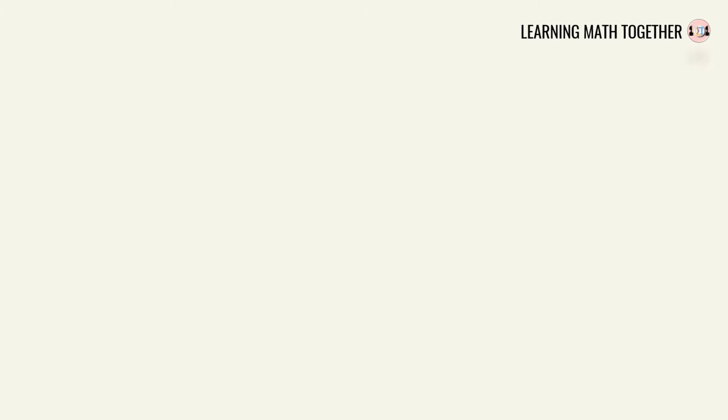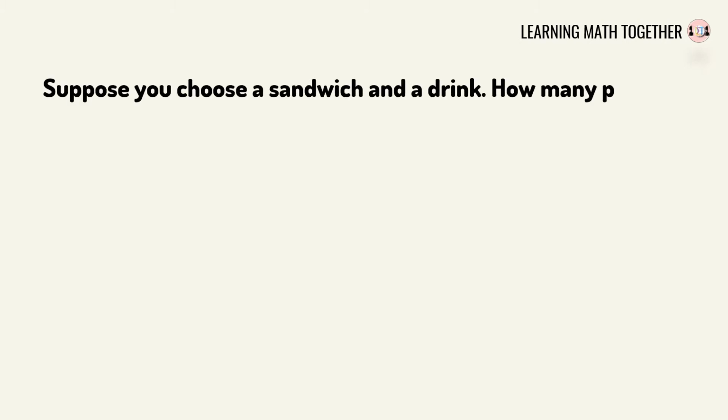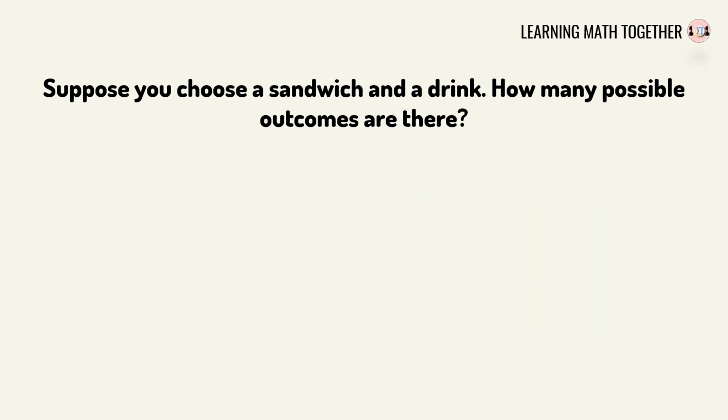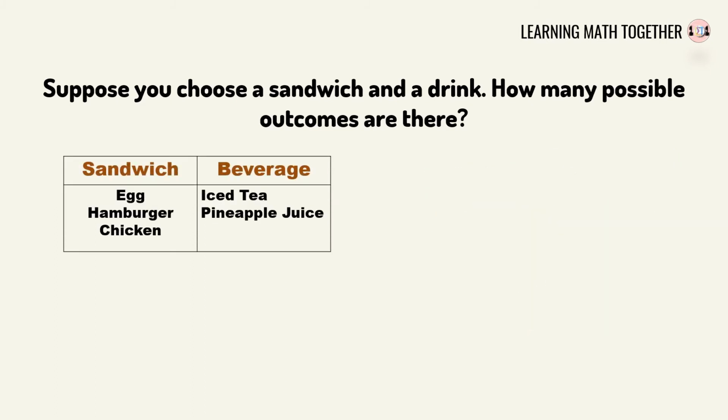Here's an example. Suppose you choose a sandwich and a drink. How many possible outcomes are there? So in this problem, we will identify the number of options we will have if we have a sandwich and a drink. Given the table, let's count the number of outcomes we could choose: one sandwich and one beverage. So for the sandwich, we have the options egg, hamburger, chicken. And for the beverage, we have iced tea and pineapple.